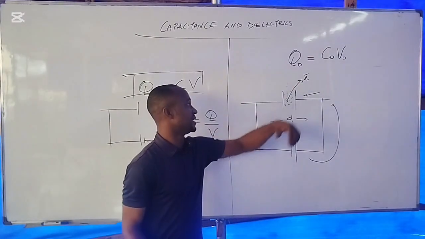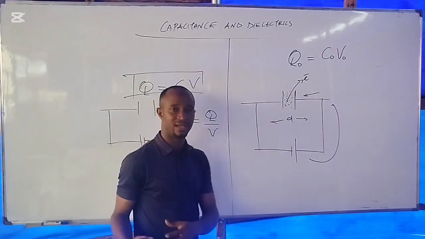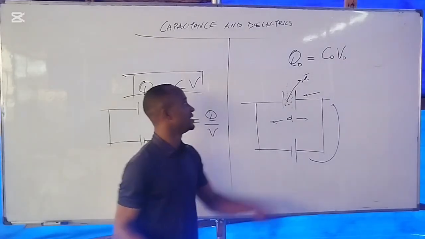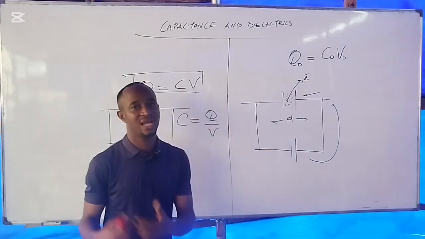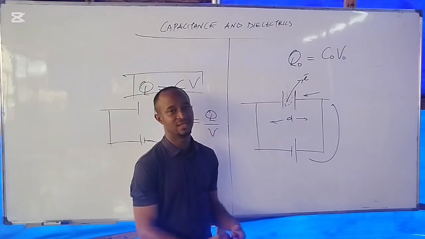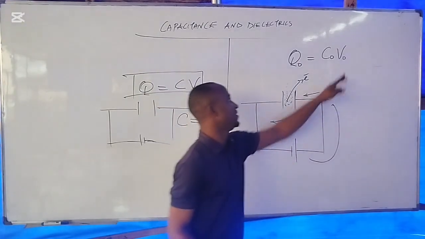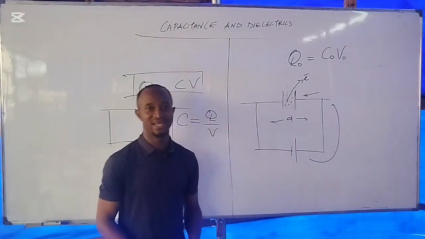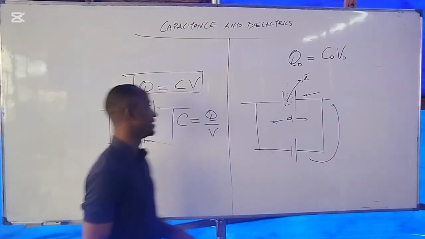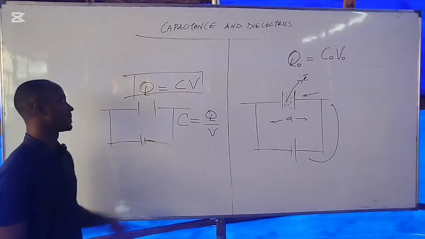Q naught represents the charge acquired when air is the dielectric material. C naught represents the capacitance of the capacitor when air is the dielectric material, while V naught represents the voltage when air is the dielectric material. When you compare that expression with this, what do you notice?